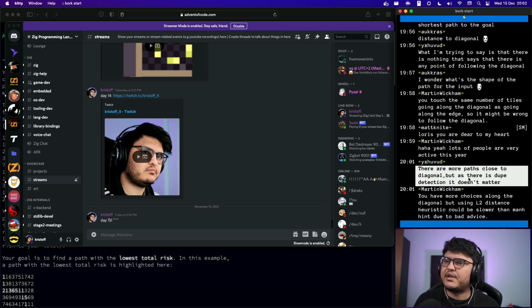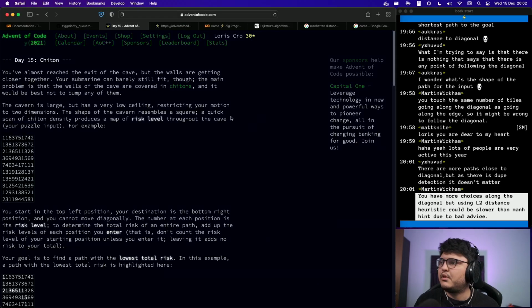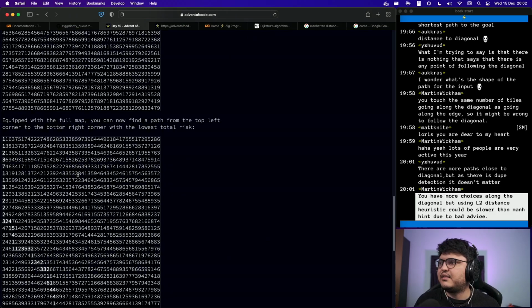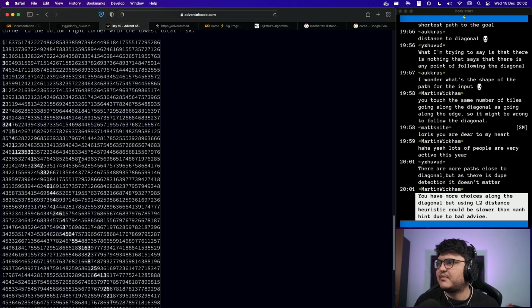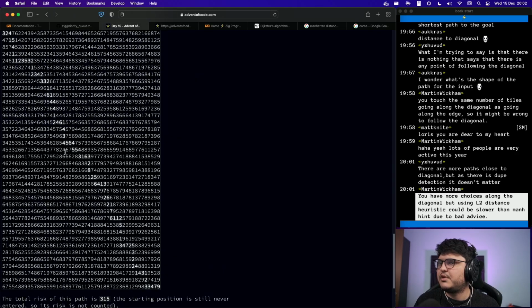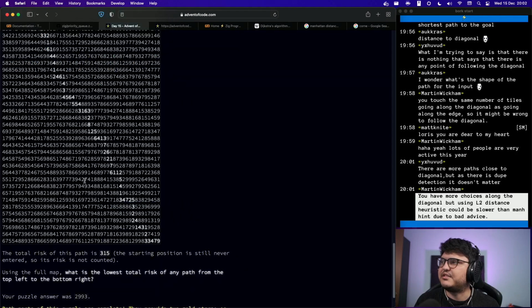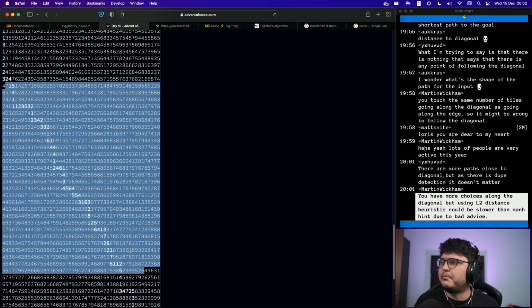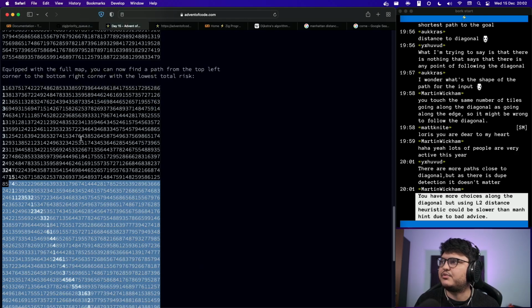There are more paths close to the diagonal, but this duplication doesn't matter. You have more choices along the diagonal, but using the L2 distance heuristic is lower than, yeah. I think that at the end of the day, it's not that good. I wasn't thinking necessarily of having more choices. What I was thinking is that the algorithm they use to make these things is probably going to mostly produce this kind of stuff with some variation that's probably not that giant.